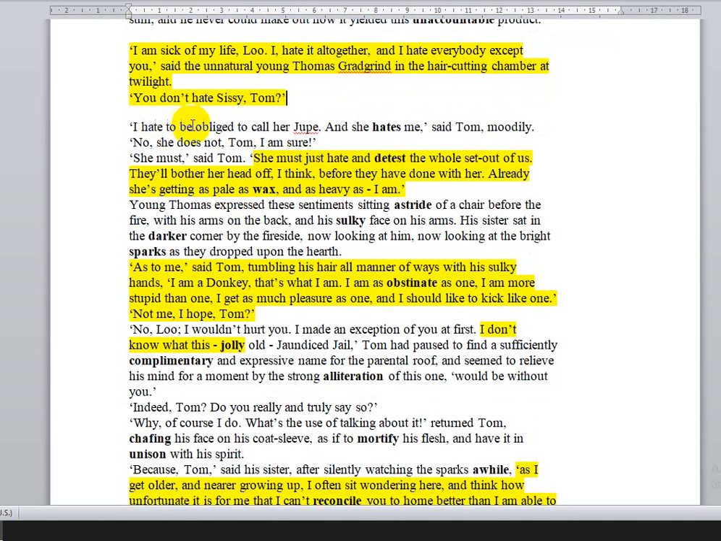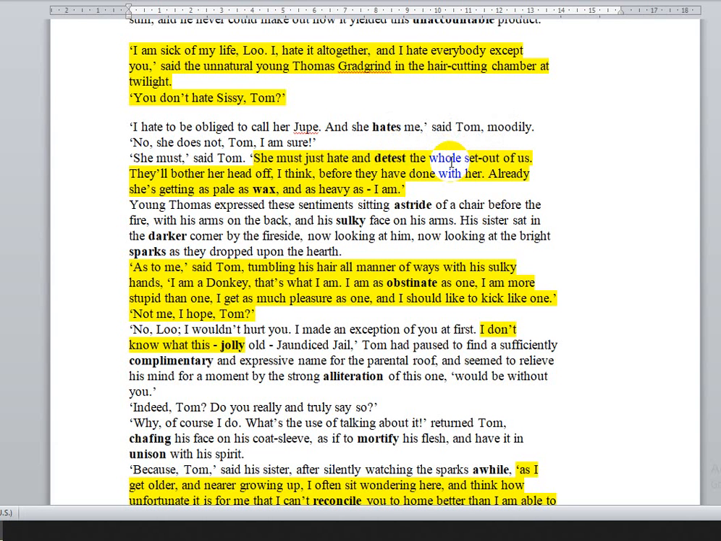I hate to be obliged to call her Jupe. And she hates me, said Tom moodily. No, she does not, Tom, I am sure. She must hate me, said Tom. She must just hate and detest. تكره ودetest يعني يمقت أقصى أنواع الكره. The whole set out of us.